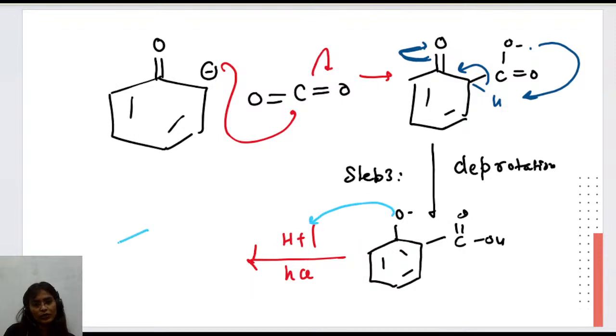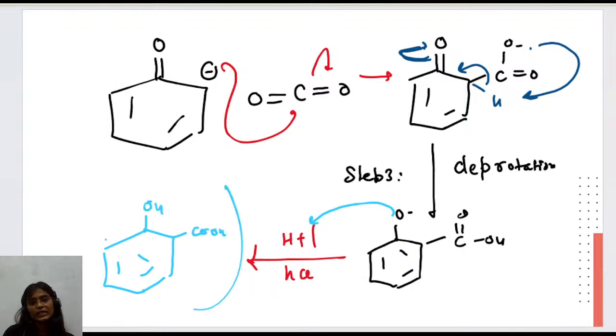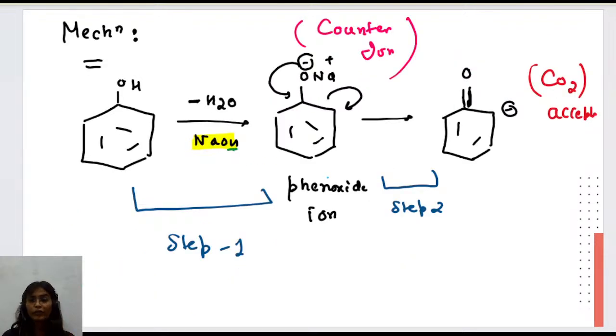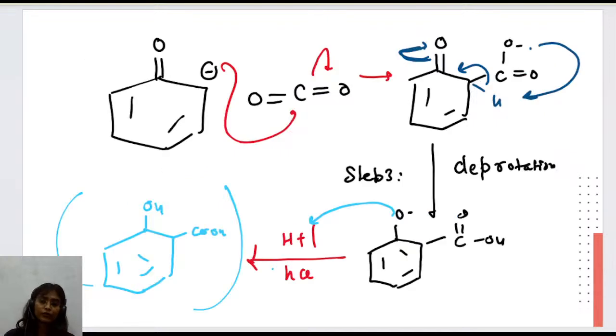So what we are getting is the thing which we really want, that is salicylic acid. Okay, so let me just quickly brief you the mechanism. First of all, phenoxide ion formation, then attack on a CO2 molecule, and then this is the final product. Okay, this is all for the mechanism.